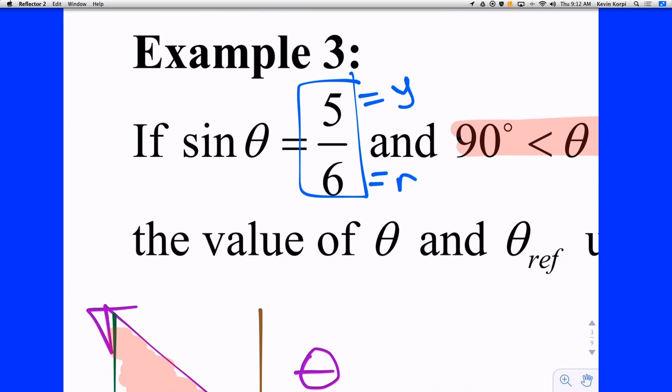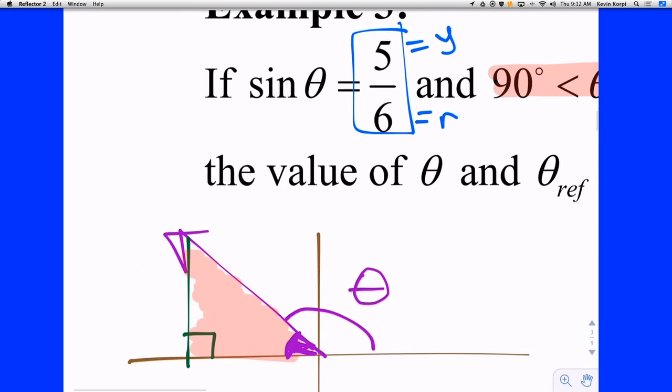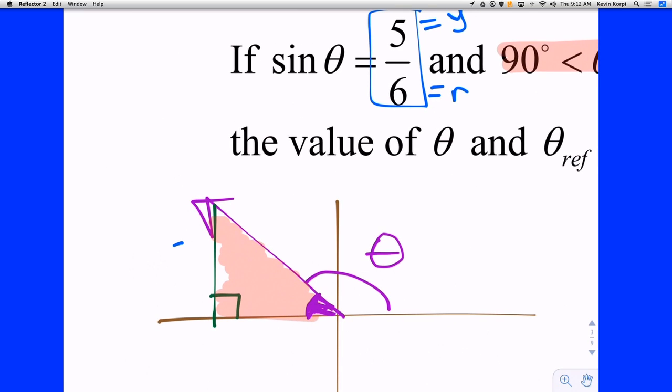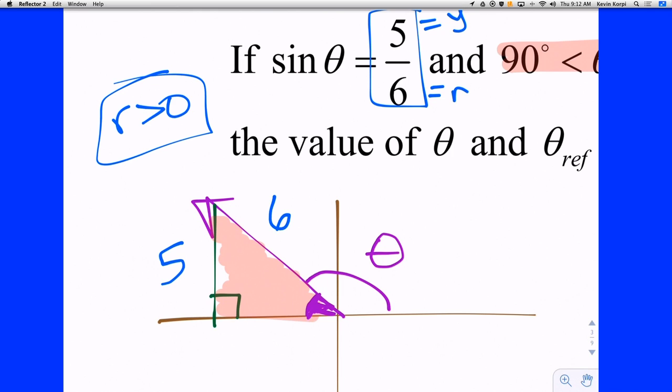The actual side lengths could be 10 and 12, right? Or 15 and 18. I can multiply the numerator and denominator by anything. But the scale factor will always divide out. So what I'm going to do then is label my y as 5. And of course, r is the hypotenuse, and it's always positive because it's a radius. Our radius is always positive.